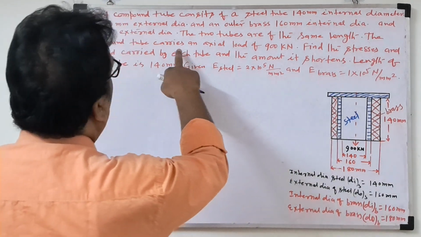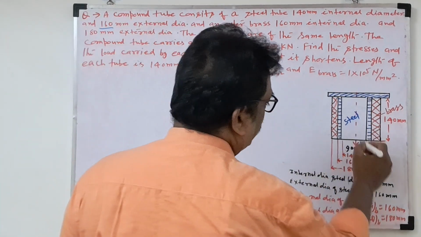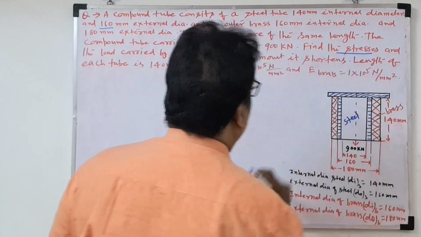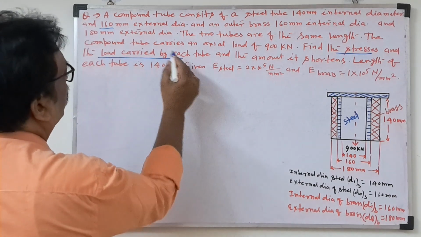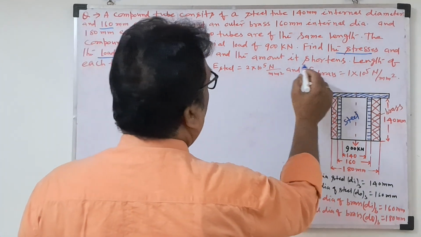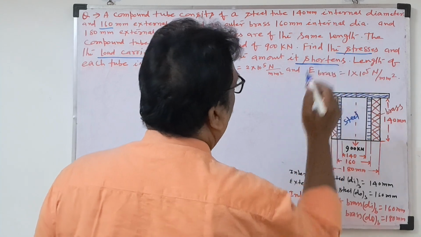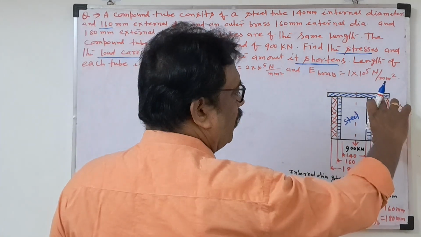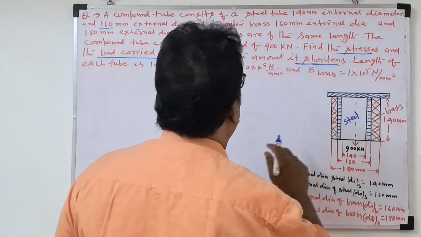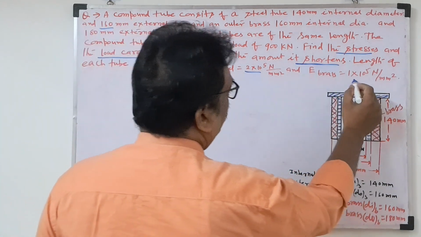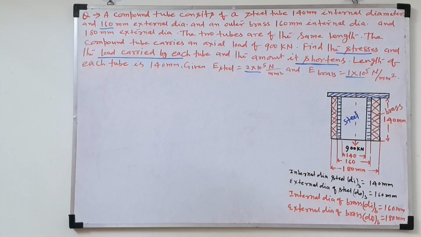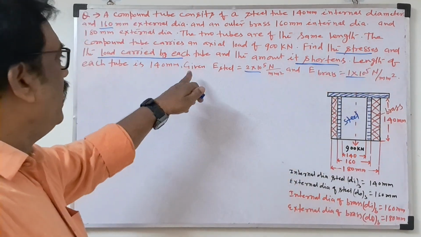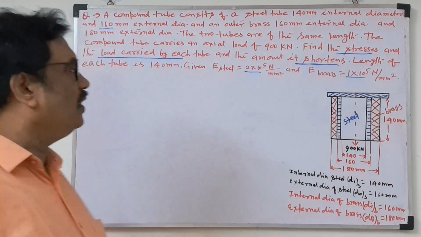So the compound tube carries an axial load of 900 kilonewton. They are asking to find the stresses and load carried by each bar, and also the amount of shortening, that is, how much reduction of the length. The length of each tube will be the same because it is a compound bar. Young's modulus of steel and brass are given. So we have to find three things: first the stresses, the load carried by each bar, and the reduction of the length.